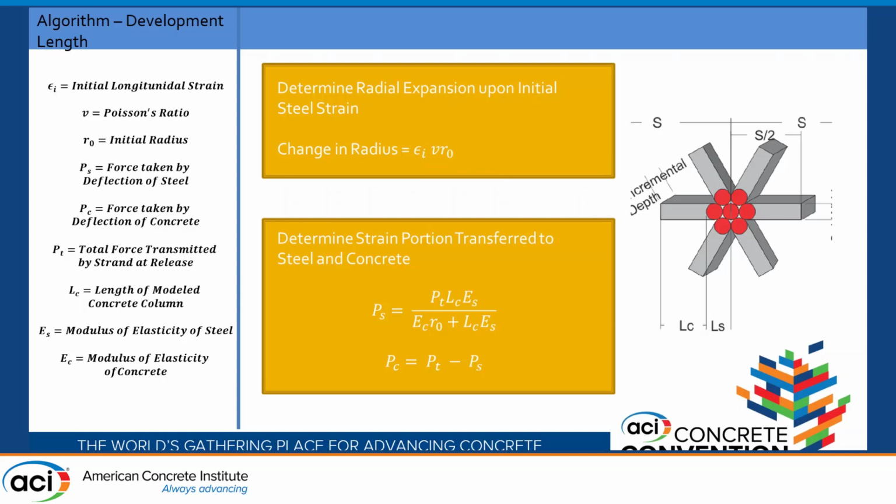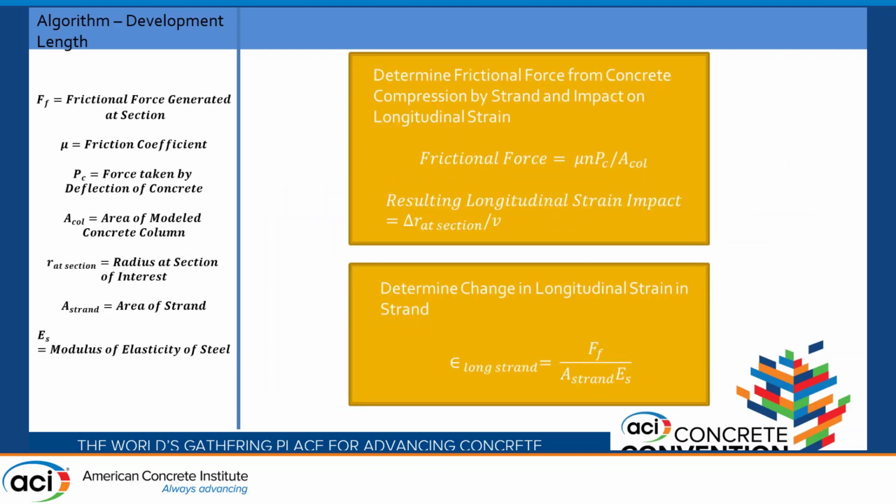And then determine the portion of the strain transferred to the steel and to the concrete to determine my force PC on my concrete, which is the force that's engaging the strand itself, creating the frictional resistance. And then determine the frictional force, typical statics equations, really. And then the resulting longitudinal strain at that point. And then determine the change in the longitudinal strain in the strand.